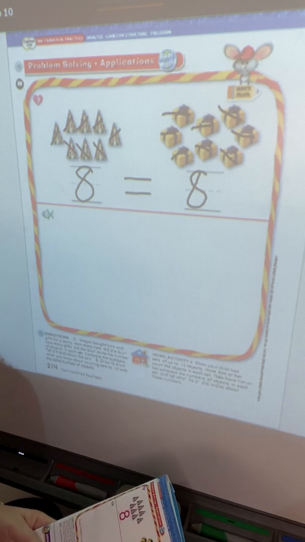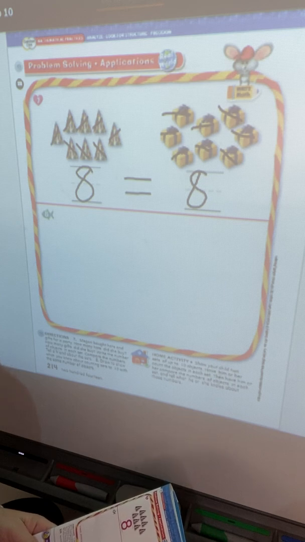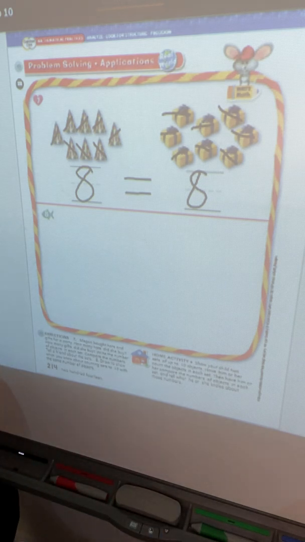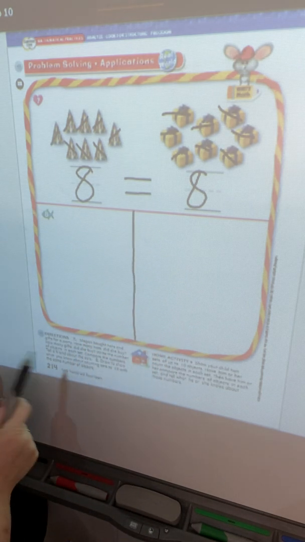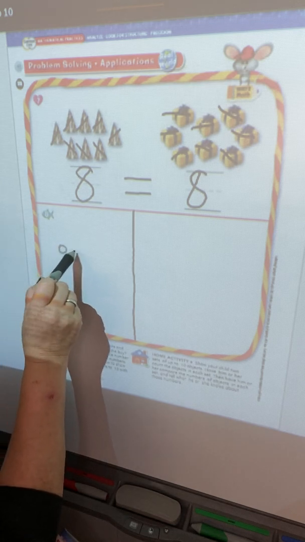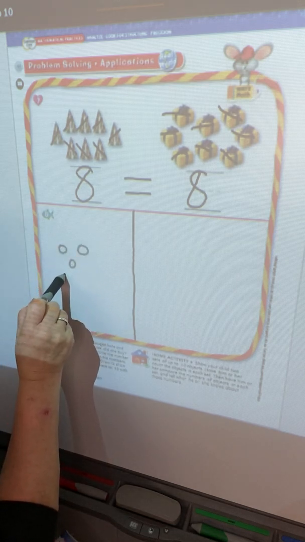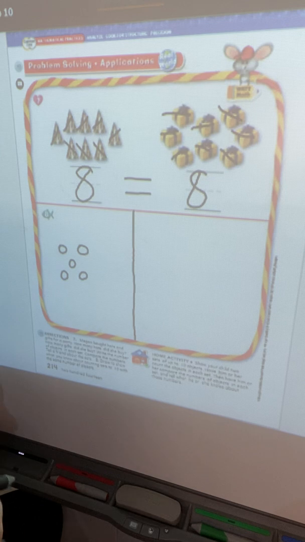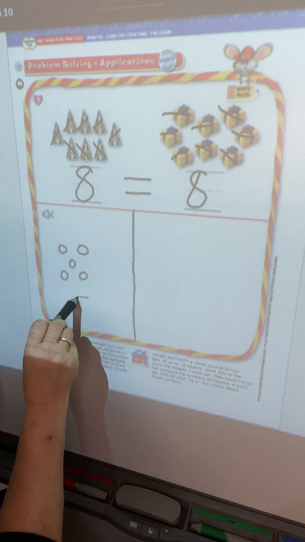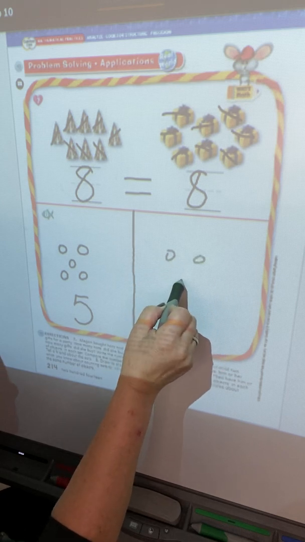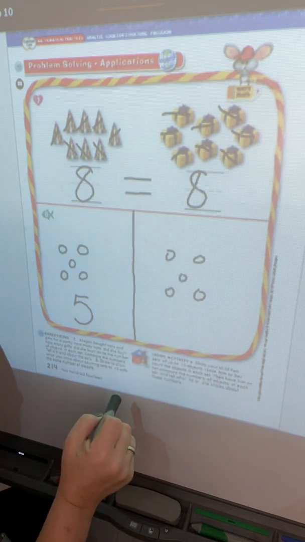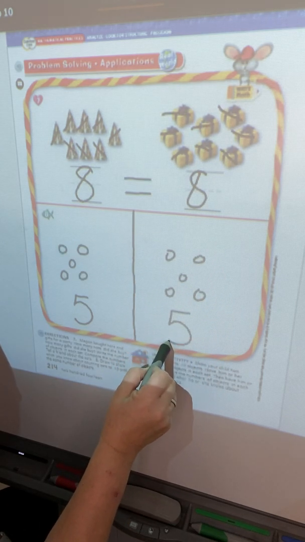I want you to draw now to show me what you know about counting sets to 10 with the same number of objects. Let's divide this in half. And on one side, let's put 5 counters. And we'll make the number 5. On the other side, let's make 5 counters again. And we'll make a 5.